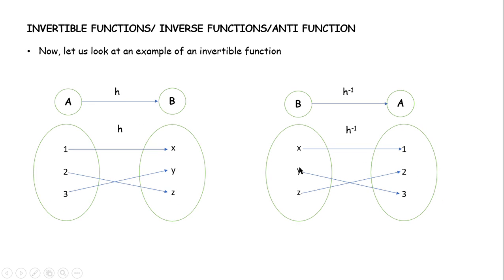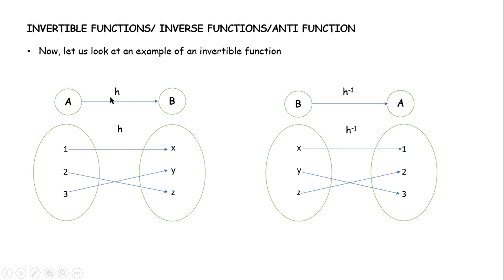Now let us look at an example of a function which is an invertible function. Just as I told you, invertible function means if h is a function where the domain is A and codomain is B, then h inverse will be a function where the domain will be B and the codomain will be A. Now let us see that after reversing the domain and the codomain and then reversing the mapping, do we get an invertible function or not? Again I'll remind you the same thing: to be an invertible function, a function needs to be both one-to-one and onto.